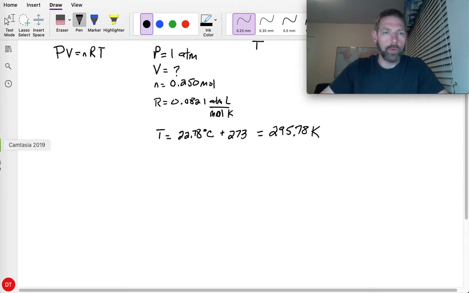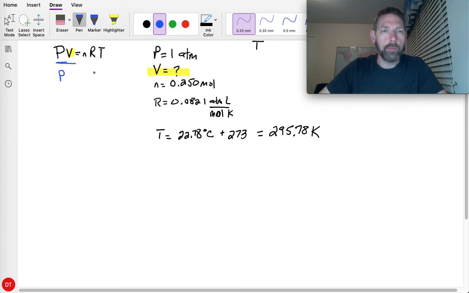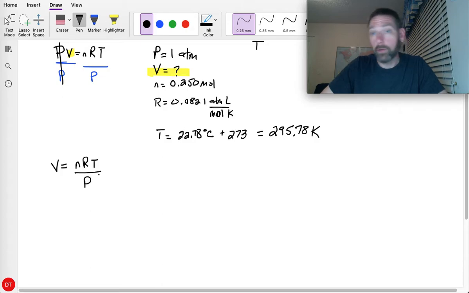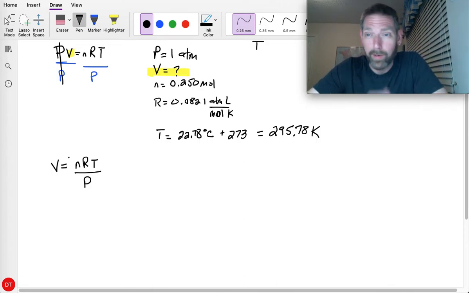Let's give ourselves a little bit of room to work with here. All right, so we're solving for V. This is what we're solving for right here. So we need to isolate that variable. So obviously we would divide this side by P, and we would divide the other side by P as well. It crosses out here, so that gives us that volume is going to be equal to nRT divided by P. These are all capital letters except for the n. So that's it. It's pretty easy. This is just basic plug and chug.